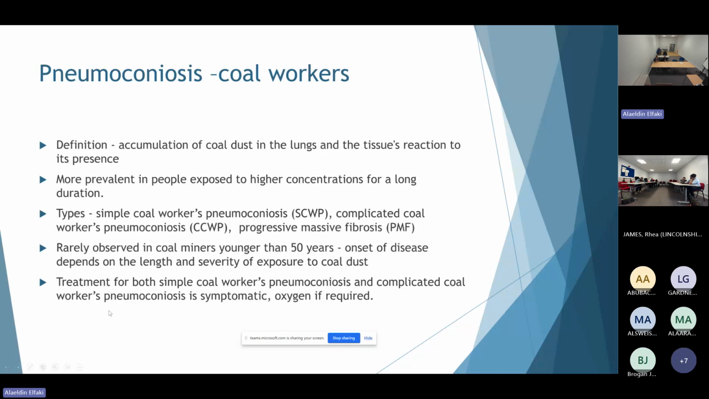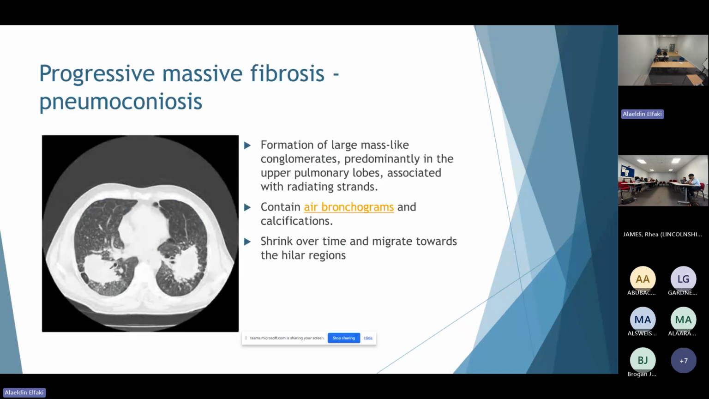The simple one is simple coal workers pneumoconiosis, the moderate severity is complicated coal workers pneumoconiosis, and the progressive or severe one is progressive massive fibrosis. Usually it happens after the age of 50 years old, with lengthy exposure to coal dust. Treatment of pneumoconiosis is also supportive: just avoid exposure, and oxygen therapy if the patient requires.